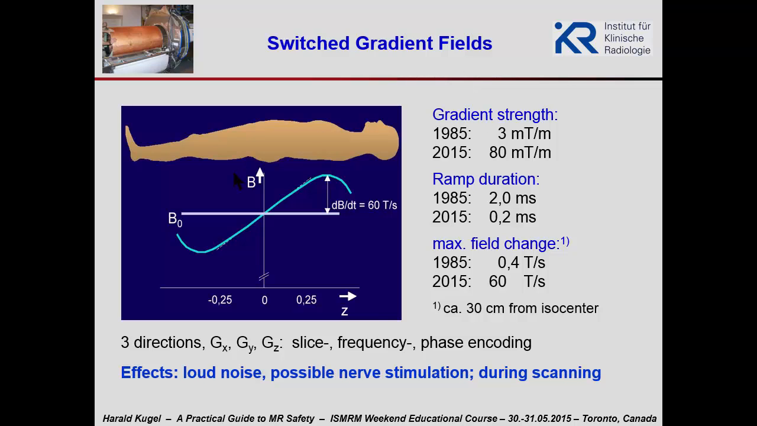It looks like this. So this is a scanner bore. This is a gradient field in z direction. This is a linear part of the gradient. This is the area which you can use for imaging. This is the maximum field of view. And outside the maximum field of view, the gradient becomes nonlinear, so the maximum field change is slightly outside your maximum field of view.